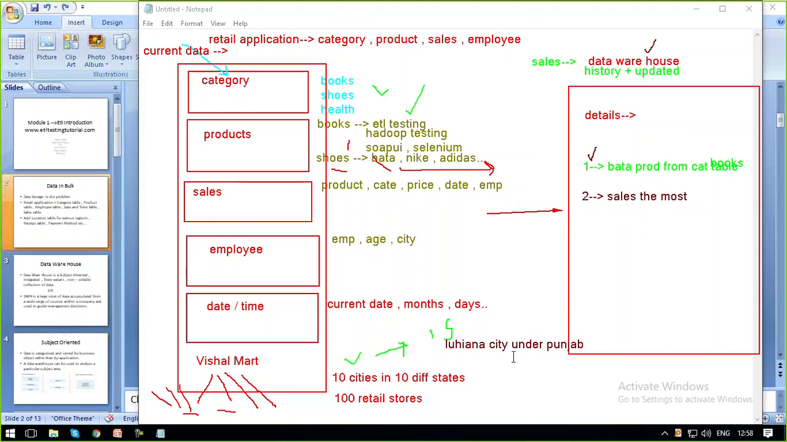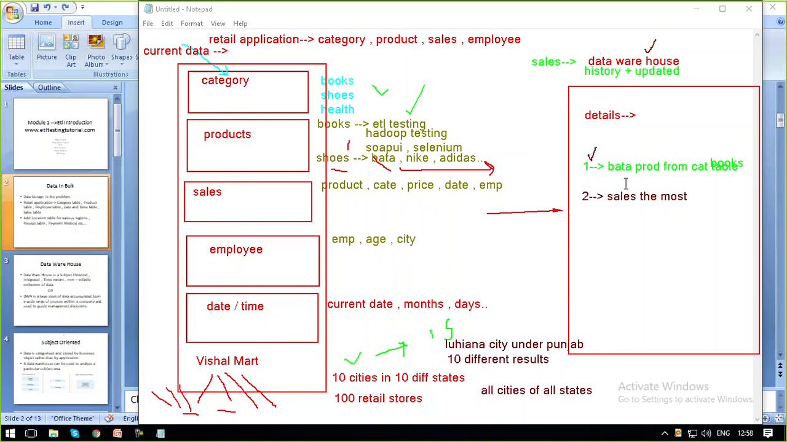Let's say I have the same thing for 10 different cities under Punjab state only. So 10 different results will be there. I am able to see 10 different results in this data warehouse, because Vishal Mart is present in 10 different cities. In the same way, if I want all cities of all states, that will become more complex.